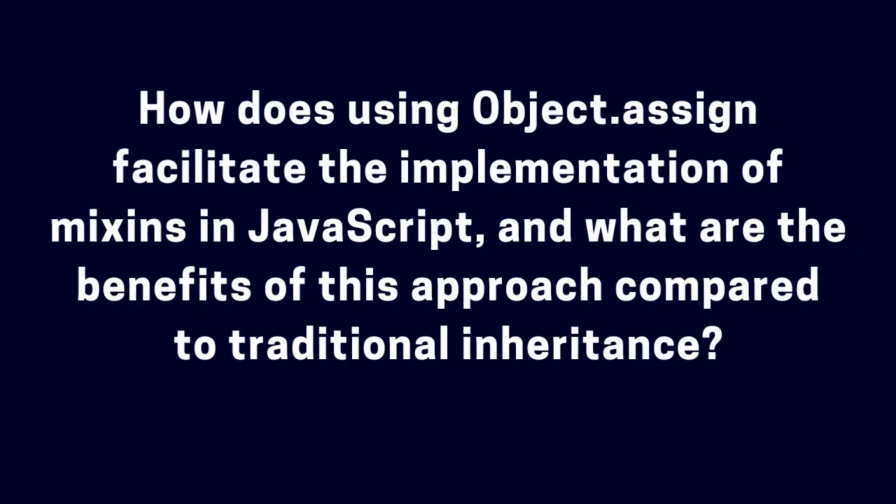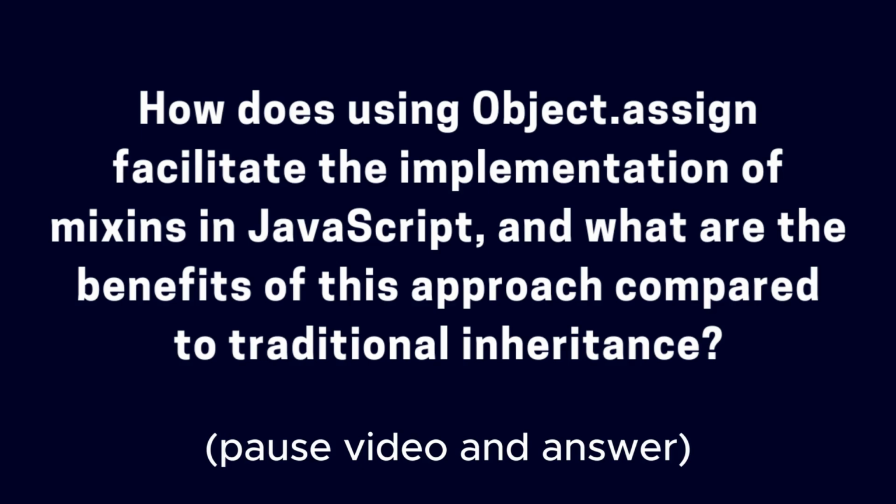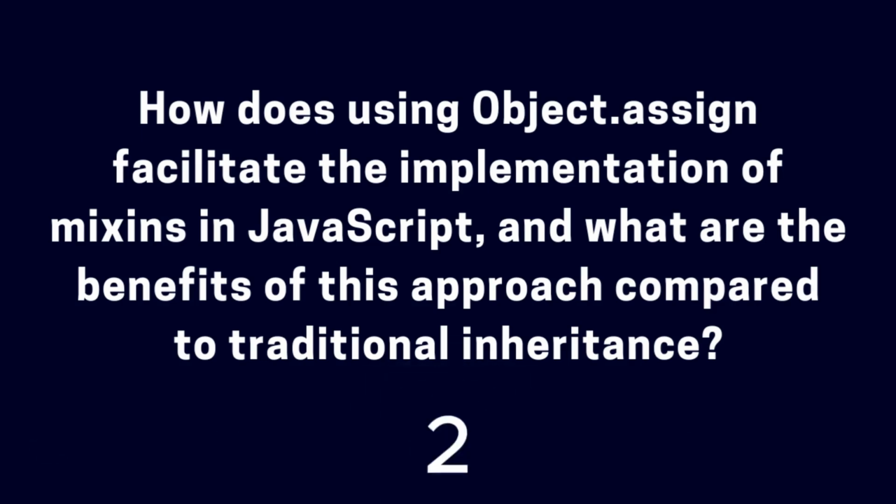How does using Object.assign facilitate the implementation of mixins in JavaScript, and what are the benefits of this approach compared to traditional inheritance? Using Object.assign in JavaScript makes it easy to implement mixins by copying properties from multiple source objects to a target object, adding new capabilities without using inheritance. This approach offers greater flexibility, avoids complex inheritance hierarchies, and promotes code reuse by allowing you to combine only the needed functionalities.